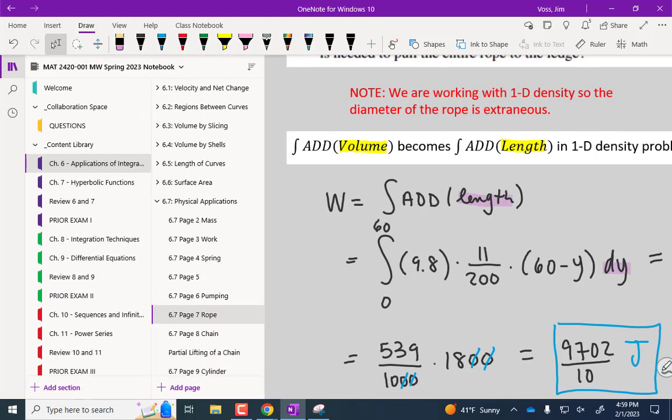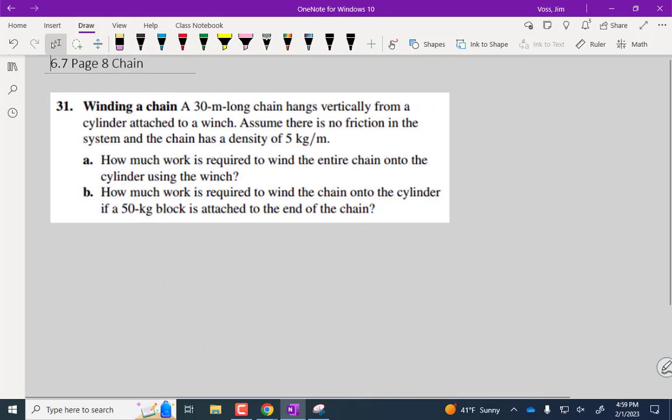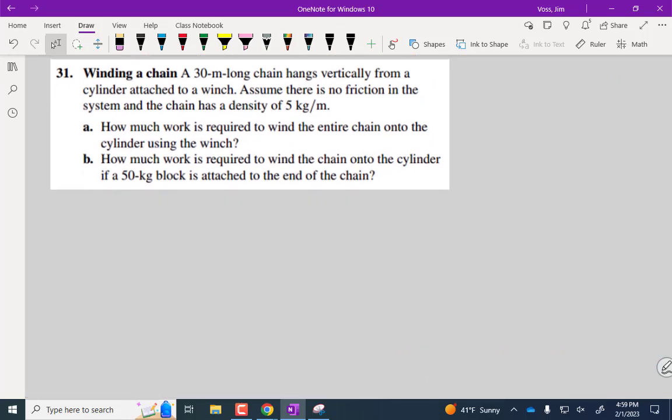All right, let's try another one of these ropey chain things. A 30-meter chain hangs vertically from a winch. Assume there's no friction. The chain has density 5 kilograms per meter. Right there is where we notice that it's one-dimensional and not three-dimensional. If they gave us a diameter of the chain or rope, it would be insignificant; we wouldn't need it. And we don't have to convert the density, because it's already given in kilograms. So how much work is required to wind the entire chain onto the cylinder using the winch?